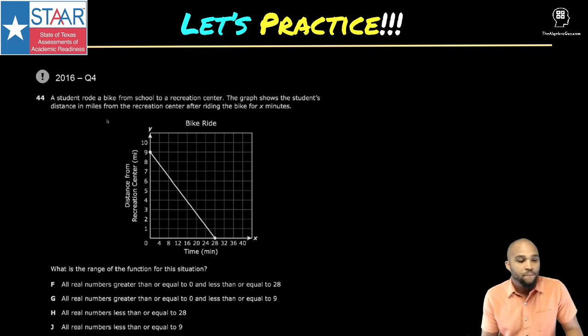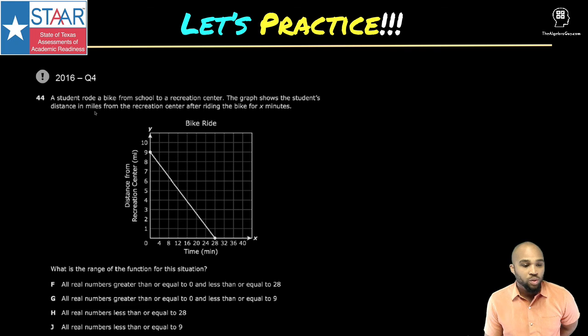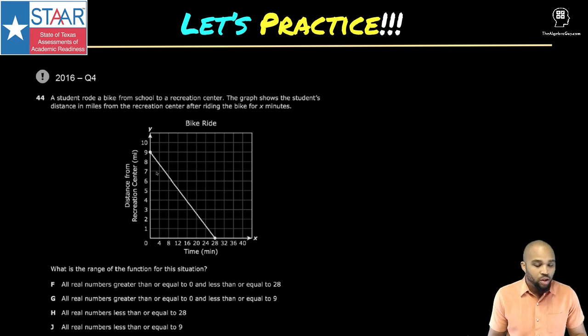Let's do one more. A student rode a bike from school to a recreation center. The graph shows the student's distance in miles from the recreation center after riding the bike X number of minutes. So if you glance at the graph, what's going on? He's riding his bike towards the recreation center. It says distance in miles from the recreation center. So he's 9 miles away, so he's getting there. It takes him about 28 minutes to get there.